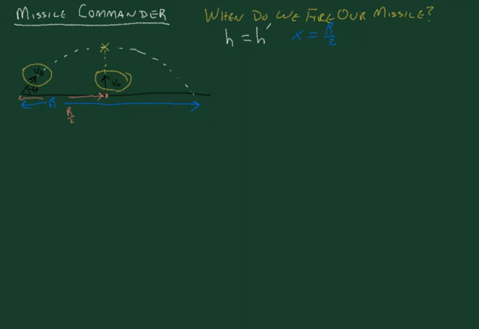And then we also know that the time that it's going to take for the first missile to get there is going to be equal to the time that the second missile is in the air, plus the time that we wait. And what we're really interested in finding now is the time that we wait before we fire the second missile.